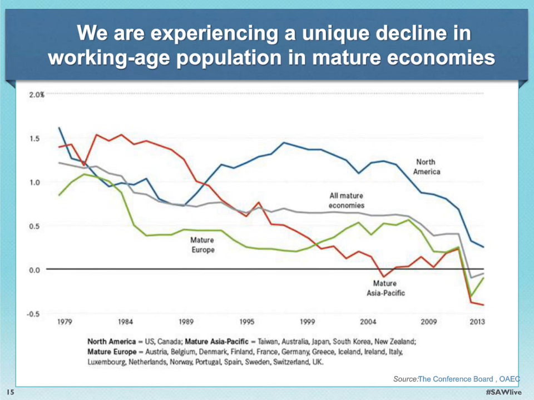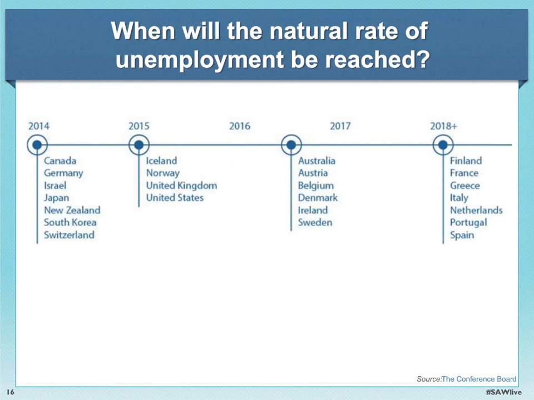And in particular, if we go to the next slide. One of the exercises we try to estimate is at what year the unemployment rate will reach the natural rate of unemployment, which we talked about before for the U.S., or in other words, when are labor shortages going to become an issue in each country? And we see that in some countries like Canada, Germany, Japan, it already happened. In countries like the U.S. and the U.K., it's likely to happen in 2015.